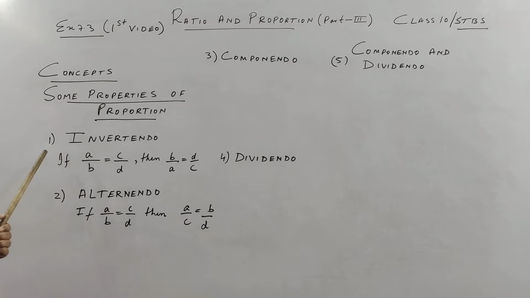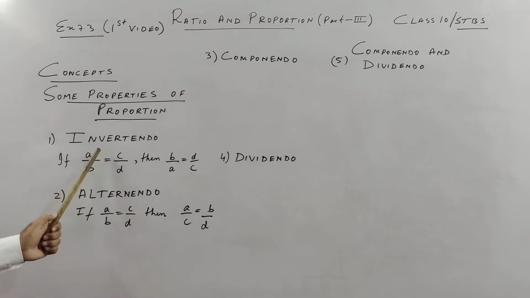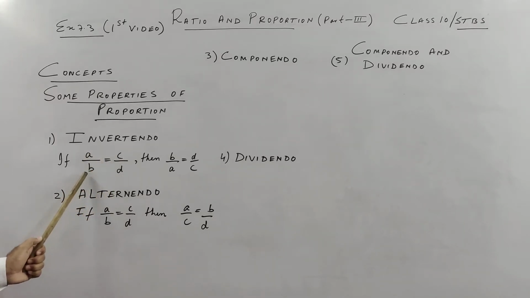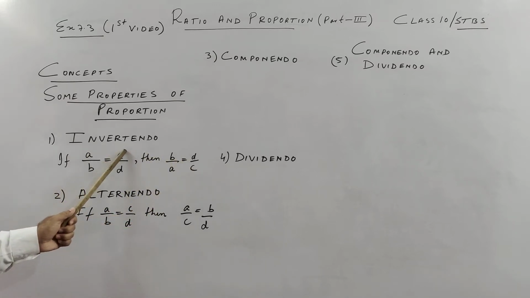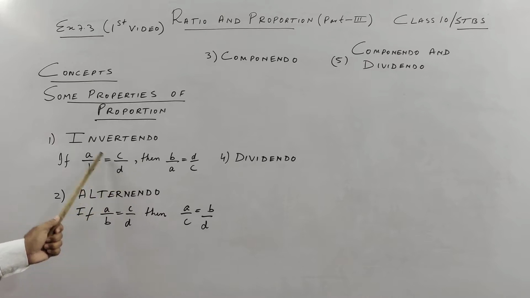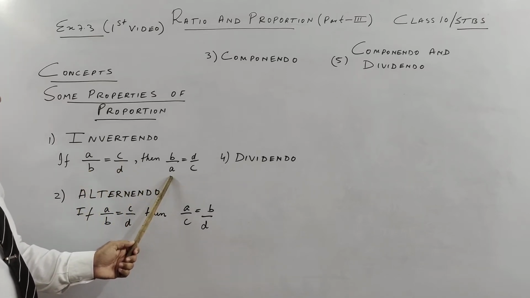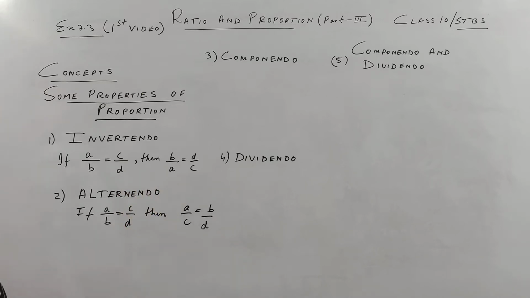See here, there is something called invertendo. You know that when two ratios are equal, they are said to be in proportion. Invertendo means just take the reciprocal. A by B is equal to C by D, so take the reciprocals: B by A is equal to D by C. Like cross multiplication, this goes up and this comes down. This is what we call invertendo, where the reciprocals of the ratios are equal.